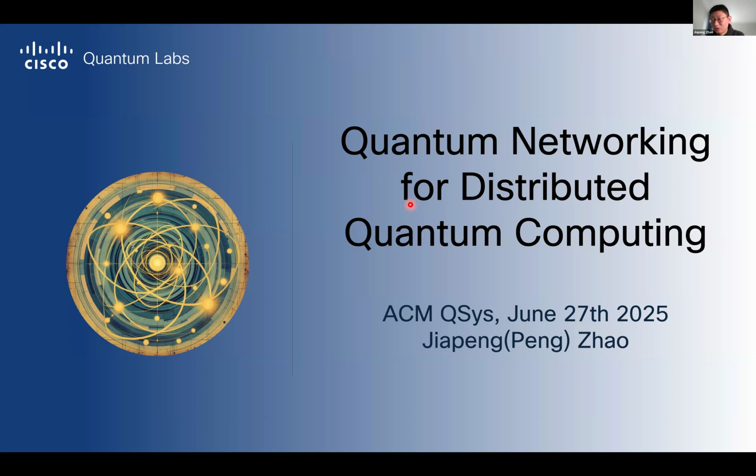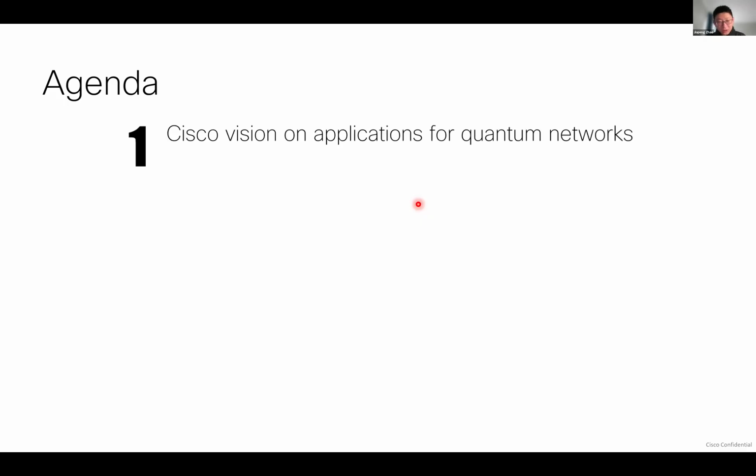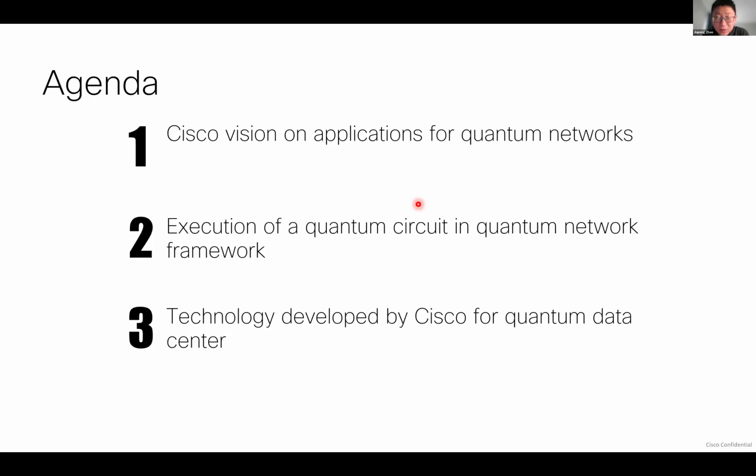Event, and I want to introduce our work on distributed quantum computing based on the Cisco quantum network. Today the talk will be in three different parts. First, I want to address the Cisco vision on applications for quantum networks. This not only includes the quantum data center or quantum computing, but also other applications we are interested in. The second part, we will talk about our framework: how do we execute a quantum circuit in a quantum network using distributed quantum computing. And then in the third part, we will address each individual technology we are developing to achieve this goal.